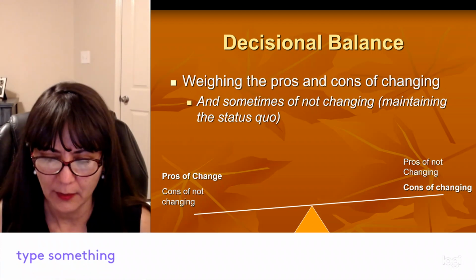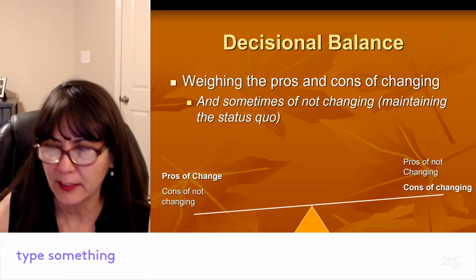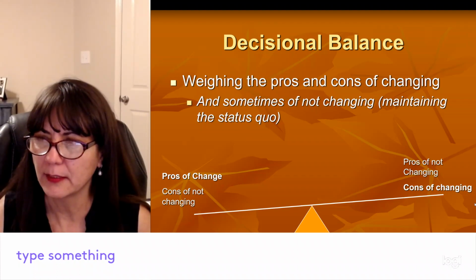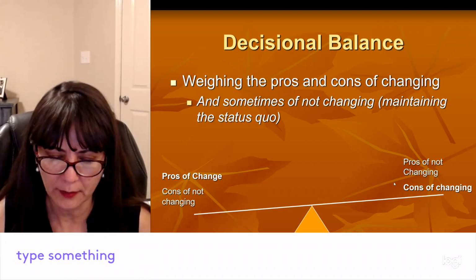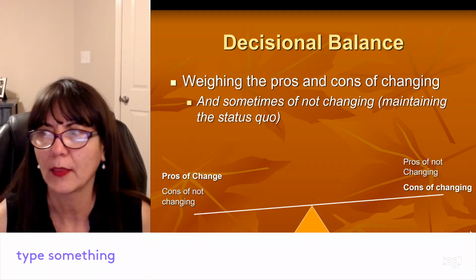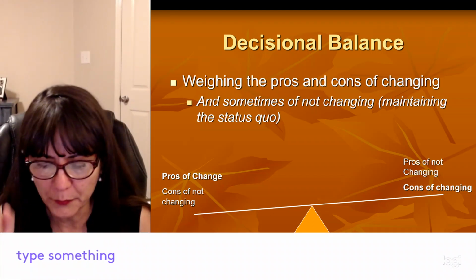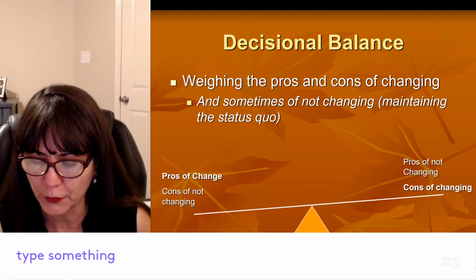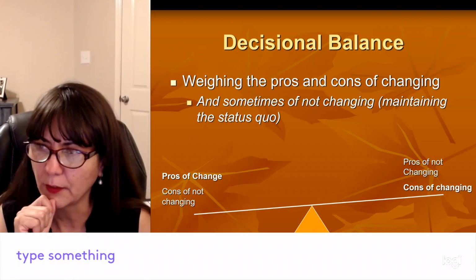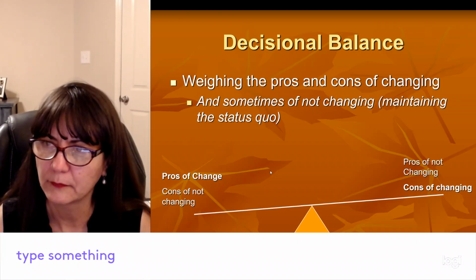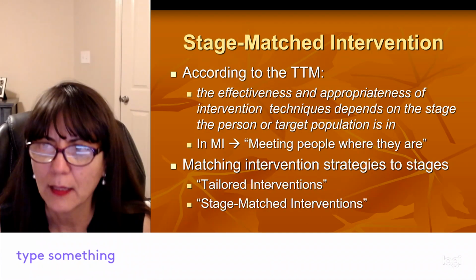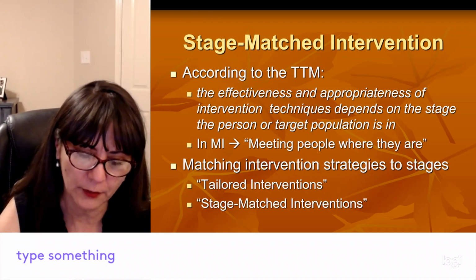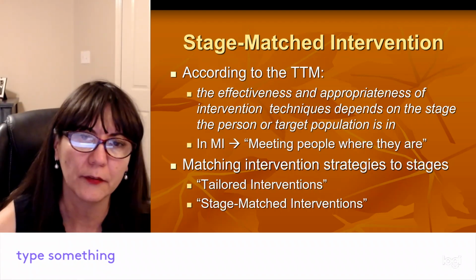Okay. All right, so you need a 2 times increase in pros of changing relative to the decrease in cons of changing in order to move from one stage to another. Okay, 2 times increase in pros of changing relative to the decrease of cons in order to move from one stage up to another. Okay, so that was the decisional balance. It's another set of constructs between the pros and the cons of engaging in the behavior.